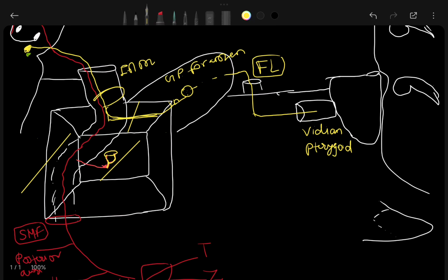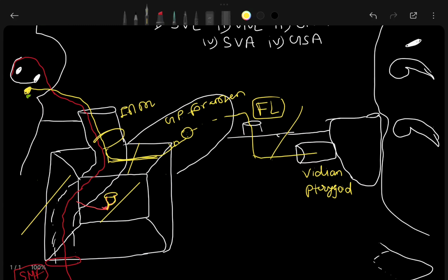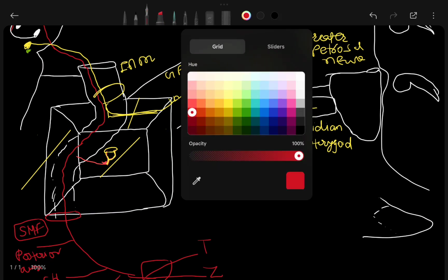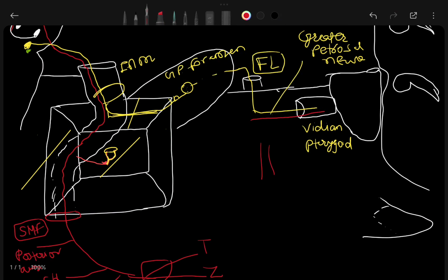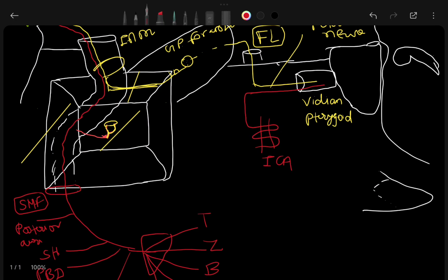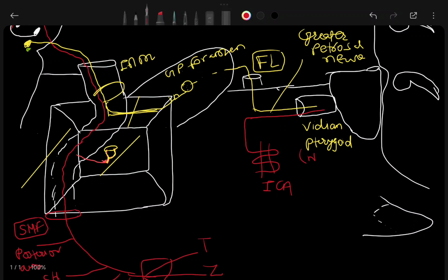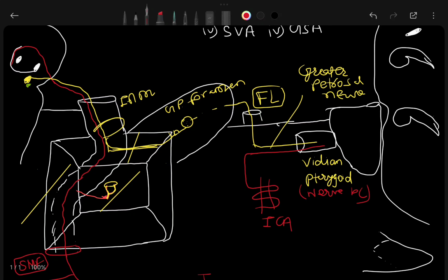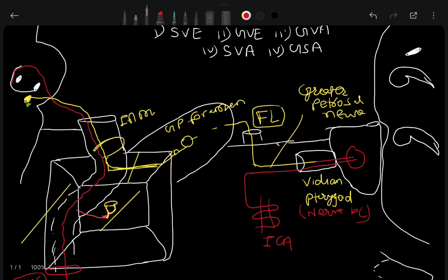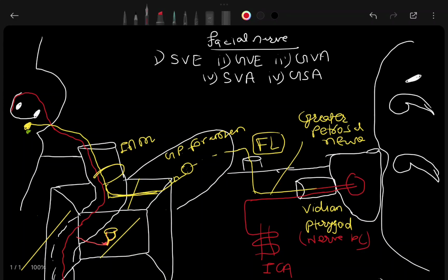This is the greater petrosal nerve. Along with it, another fiber also comes, that is the deep petrosal nerve. It is actually the sympathetic fibers from the plexus on the internal carotid artery, and this too enters the Vidian canal, and this combined nerve is called the nerve to pterygoid canal or Vidian nerve. And then these nerves come in the pterygoid canal, and after that these nerves accompany the second branch.